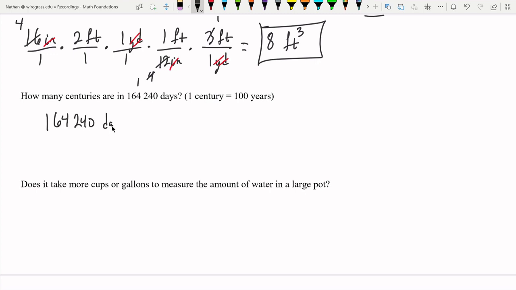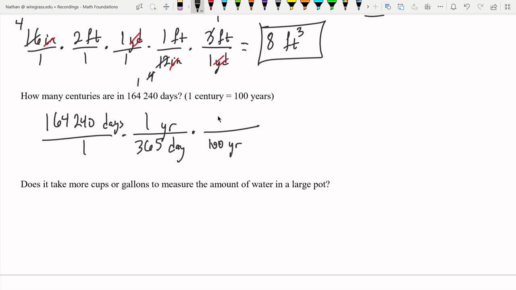So if we have 164,240 days, there are 365 days in 1 year. We're just not going to worry about leap years. And then we're going to multiply this by, we want to convert years to centuries. So we're going to have 100 years for 1 century. That way years cancel. Okay, and days cancel and years cancel, leaving me with just centuries, which is what I want.